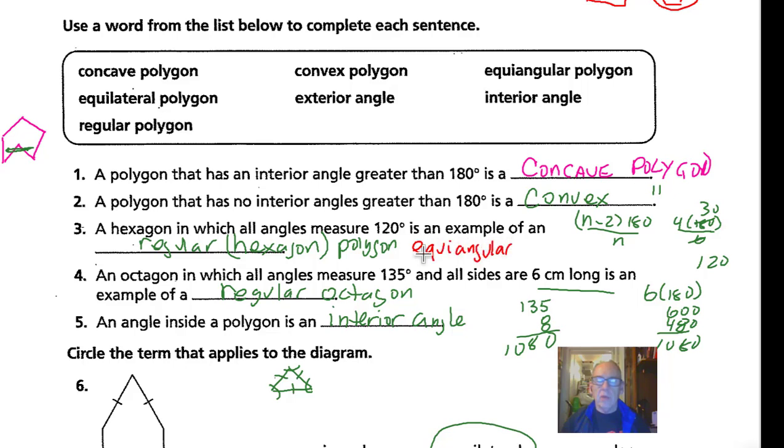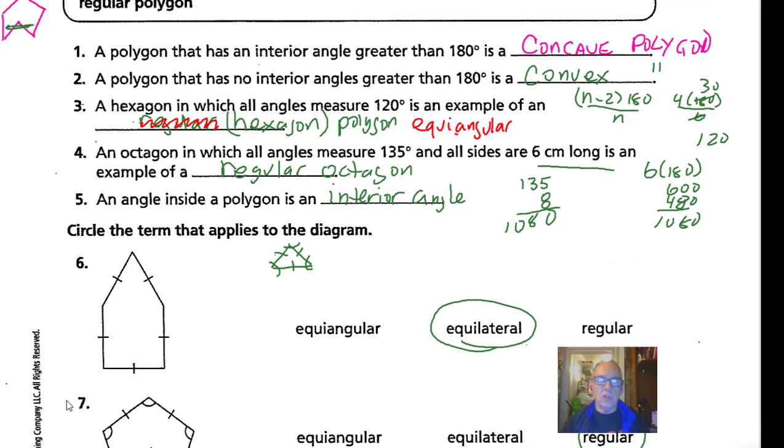Now it might actually be that it's still going to be equisided, but if you only focus on the angles being equal, there's the equiangular idea. If it's only the sides, it would be equilateral. If it's both, it's regular. Number 5, an angle inside a polygon is called an interior angle. And then the other angles are the exterior angles.